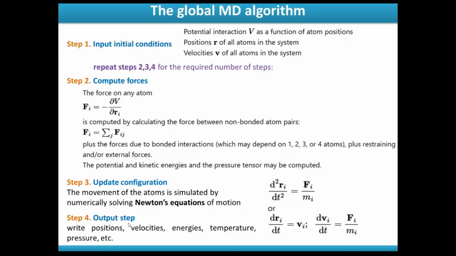Ultimately, this state can be outputted in terms of positions, velocities, energies, and other thermodynamic parameters. Then these three steps are repeated again and again, and this will ultimately give you a trajectory of motions and energies, which can be analyzed.